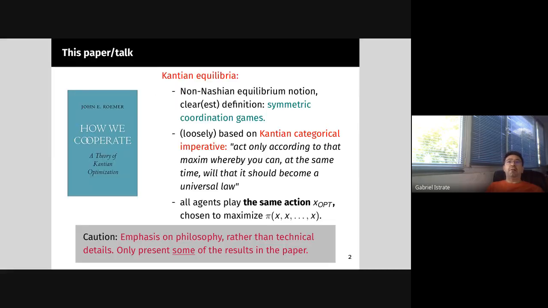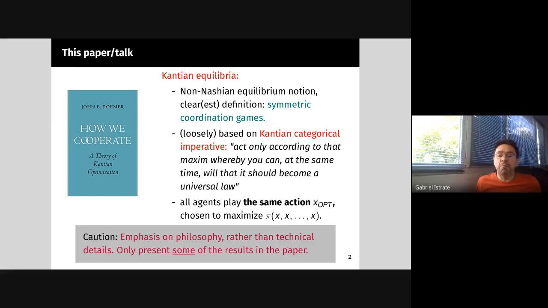So what are Kantian equilibria? They are a non-Nash equilibrium notion in finite games, whose clearest definition was given for a symmetric coordination game. They were defined by John Roemer in the book shown on the left, and they're loosely based on the Kantian categorical imperative: act only according to the maxim whereby you can at the same time will that it should become a universal law. What that means is that all agents are assumed to play the same action, and the action that players are playing is the one chosen to maximize their common utility on the diagonal.